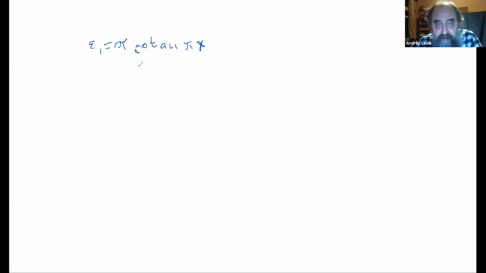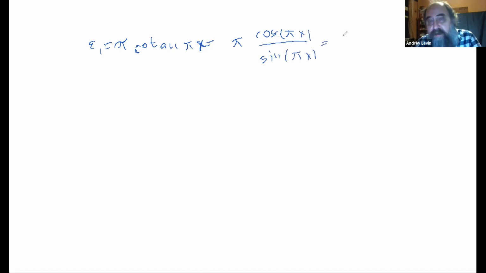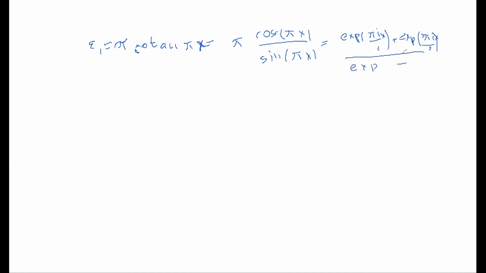So by Euler formula, this is cosine of pi x divided by sine of pi x. And by Euler formula, it's exp of pi I x over 2 plus 2 pi I x over 2. And here minus.